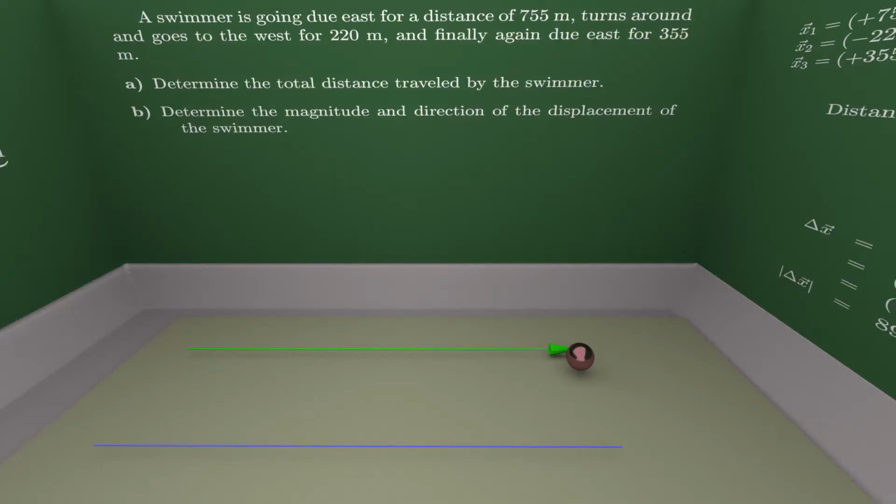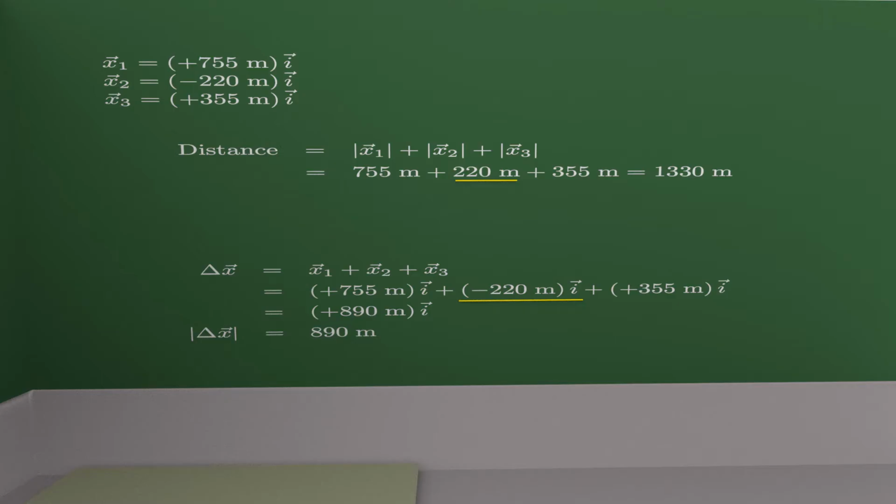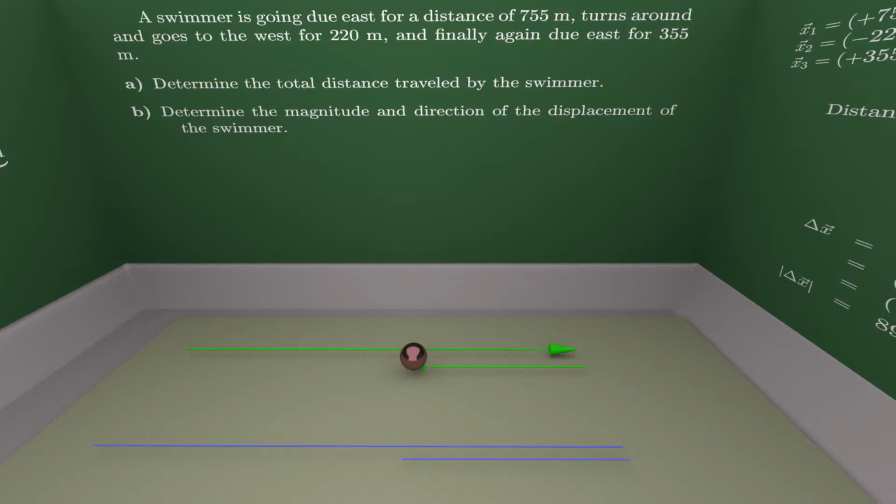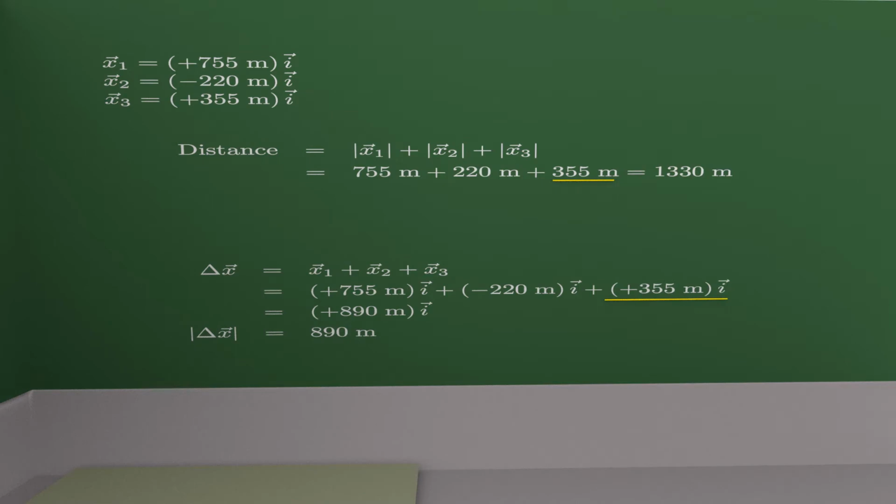Similarly, for the second part of the motion, the swimmer goes due west for 220 meters. So the distance is 220 meters. But the displacement in this case is minus 220 meters. At last, we have motion due east for 355 meters. Again, the distance is 355 meters and the displacement is plus 355 meters times unit vector i.